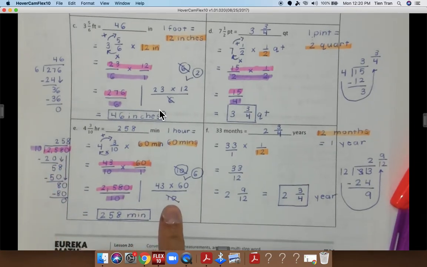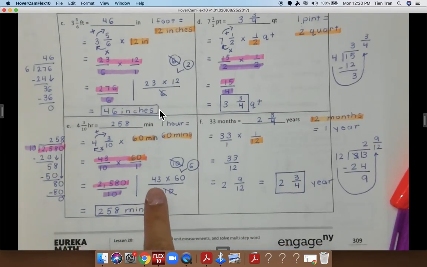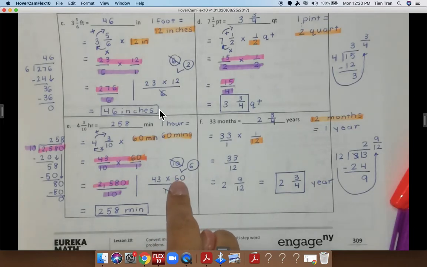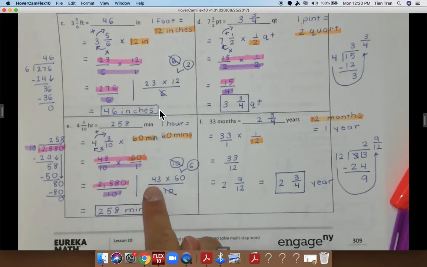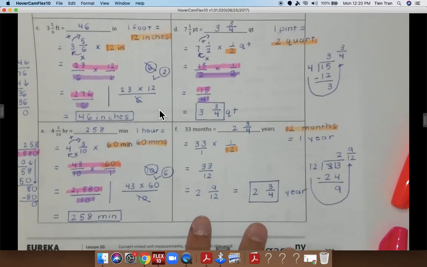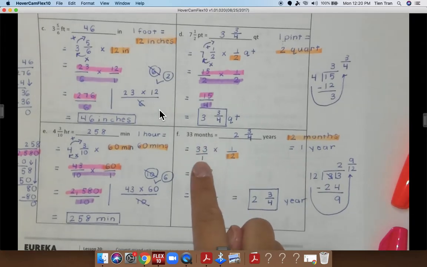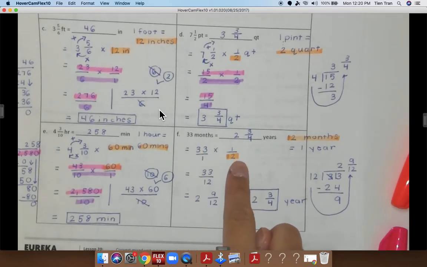Now, if you decide to do it the other way, you would multiply 43 times 60. The factors for 60 are 10 and 6. You can cross off the 10 on the bottom, and you would just multiply 43 times 6, which would give you 258 minutes. Okay? Now, for problem F, we have 33 months, so we're multiplying 33 months times 1/12.